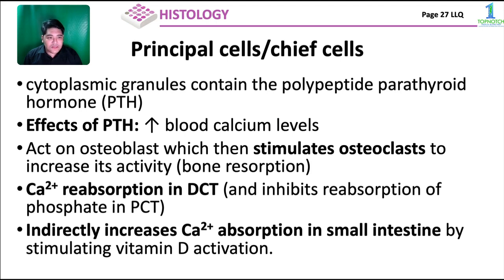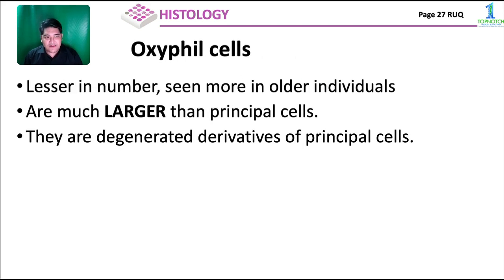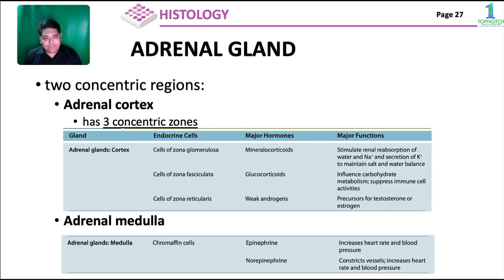Well, review in physiology, but important in histology, you know what's the secretion of your principal cells or your chief cells. Your oxyphil cells, they are lesser in number and they are seen more in the older individuals. They are larger, almost the same or much larger than the principal cells, and they are degenerated derivatives of your principal cells. Remember that.